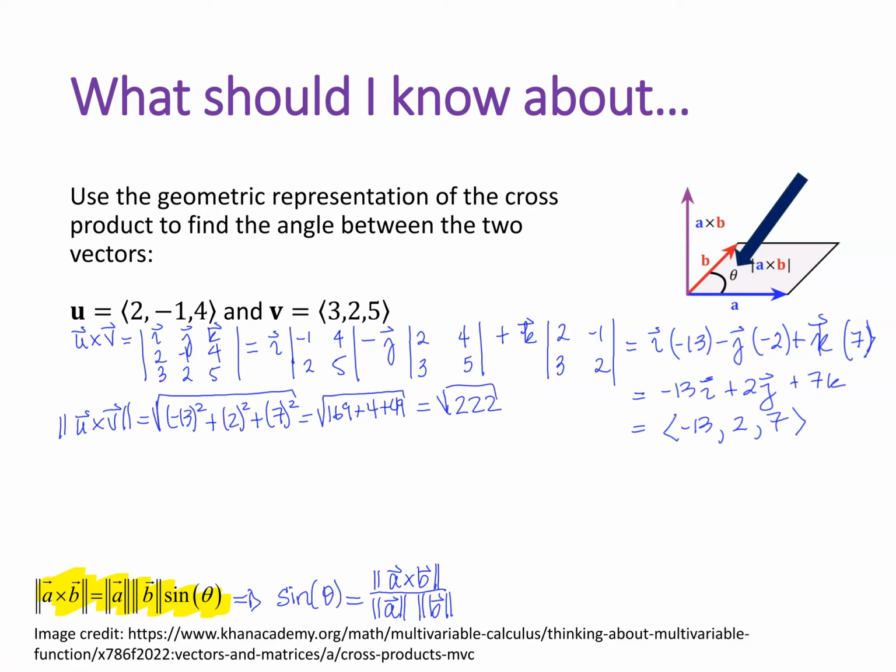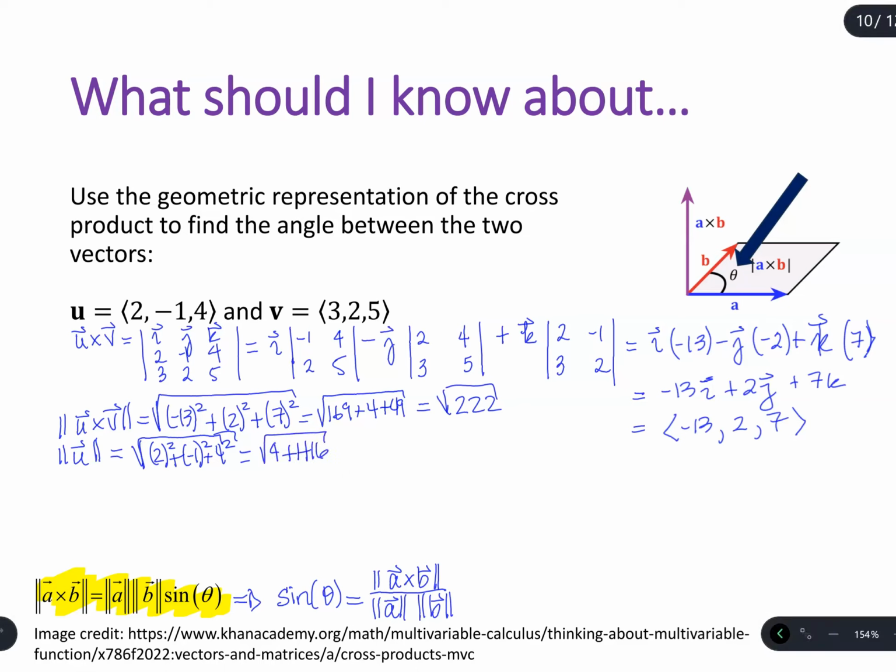Okay, so now we have our numerator for our formula. Now we need the lengths of the individual vectors. So the magnitude of vector u is going to be the square root of 2 squared plus negative 1 squared plus 4 squared. So that's the square root of 4 plus 1 plus 16, or the square root of 21.